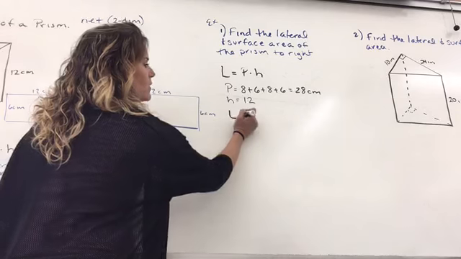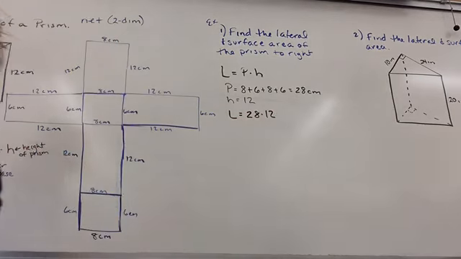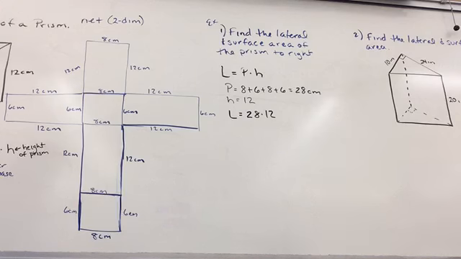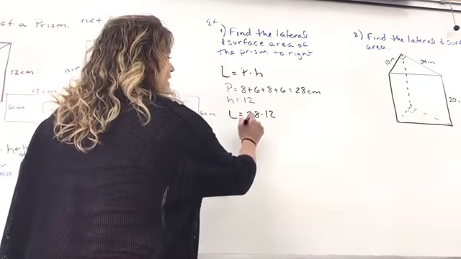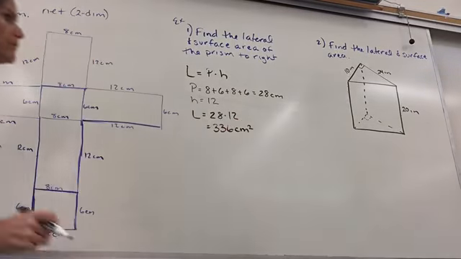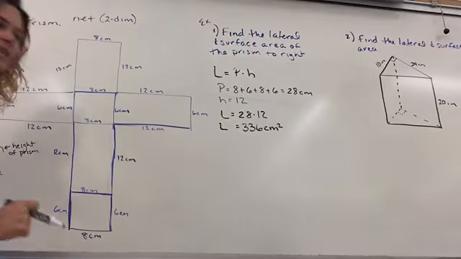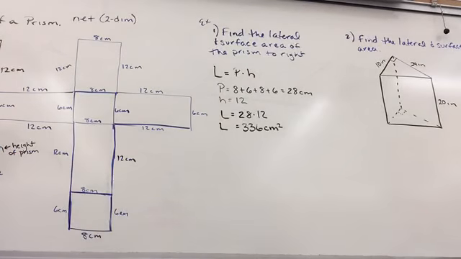So now I'm going to plug them in. So L equals 28 times 12. And you grab your calculator and you multiply 28 times 12, and we get that that is equal to 336 centimeters squared. That is the lateral area. That is our L. We were also asked to find the surface area.